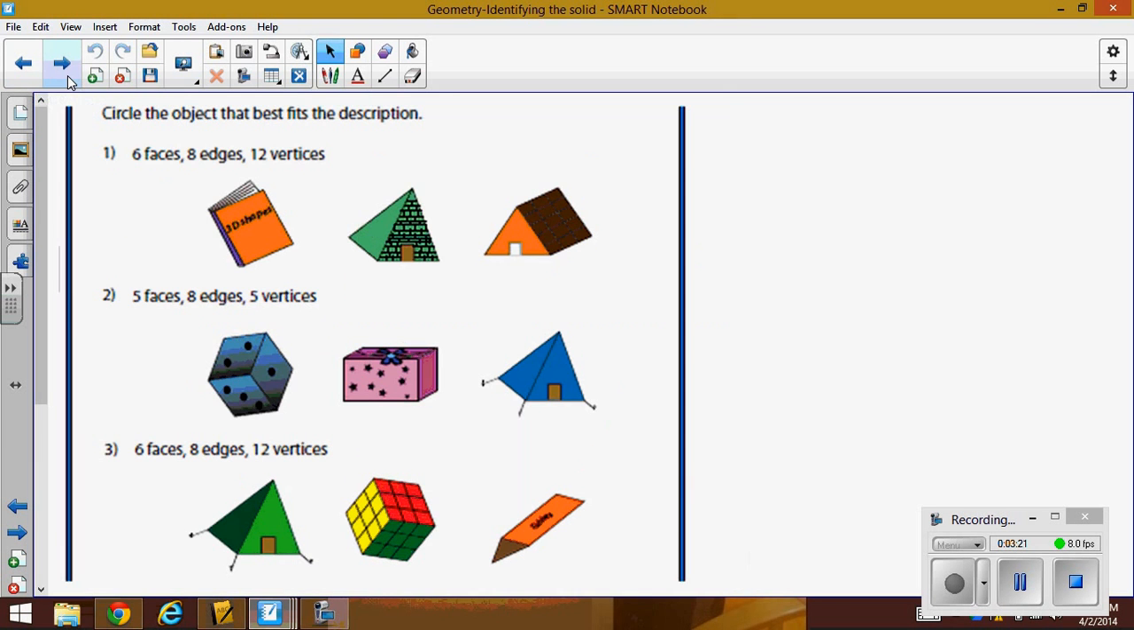Moving forward, I'm just going to show you these slides, and I want you to answer in your notebook, and we'll go over these together in class. So I'm looking for a shape that has 6 faces. For example, this green side is a face. This other green side is a face.